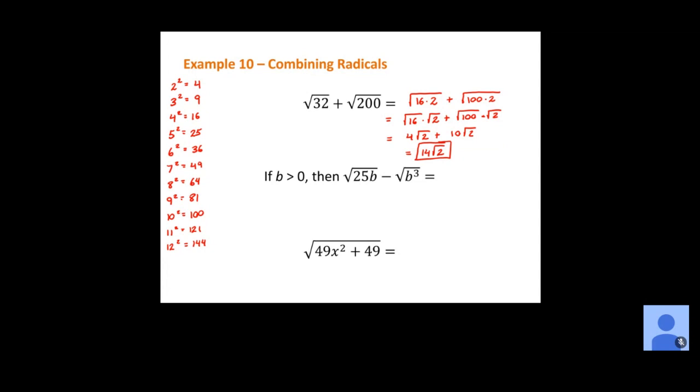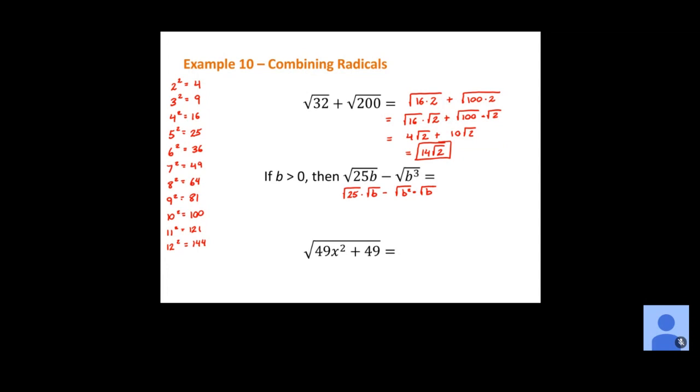So actually, I'm going to go ahead and break up this first one here. I'm going to rewrite this as square root of 25 times square root of b. And then the other one I'm going to write as the square root of b squared times the square root of b. Because again, you would add those exponents together. 2 plus 1 would give us the 3. Now we can start to simplify these, right? So what is the square root of 25 going to give us?